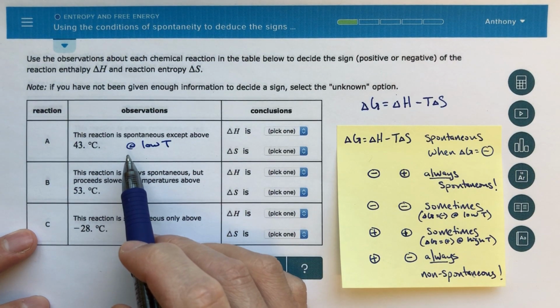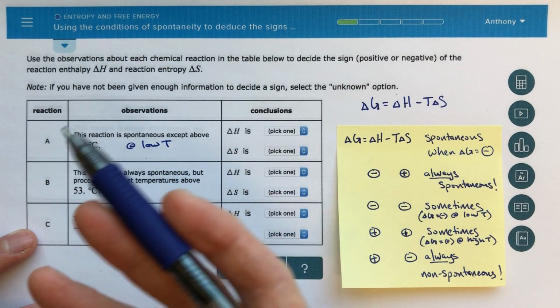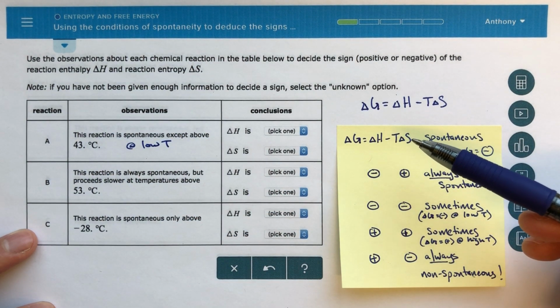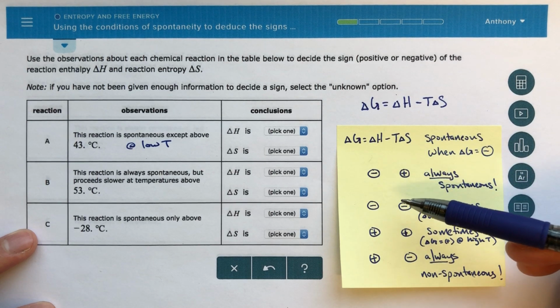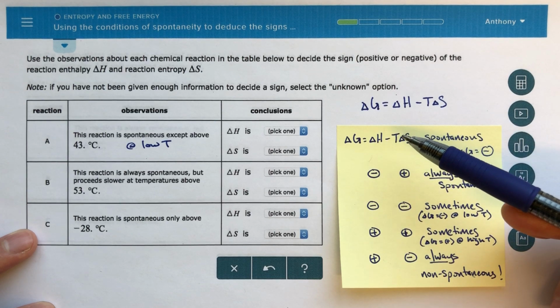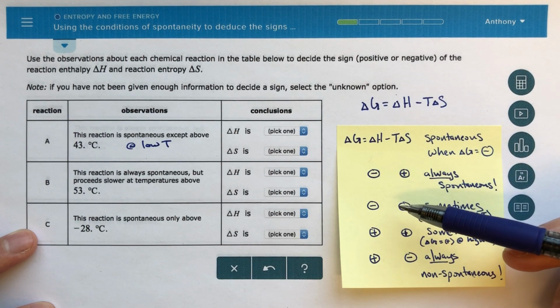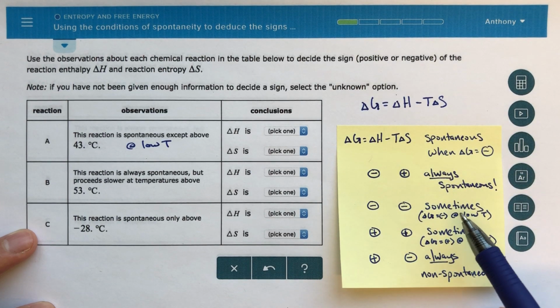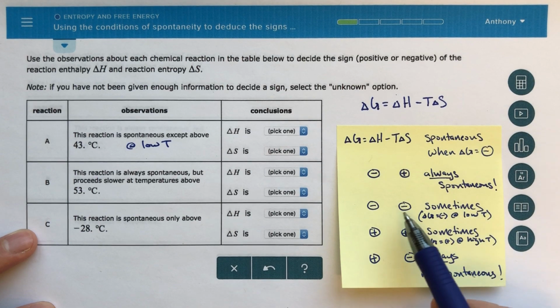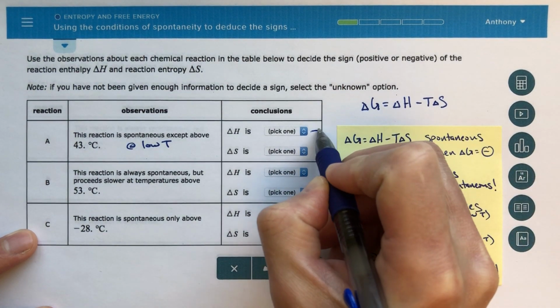As we heat this reaction up, it's going to become less and less spontaneous, which is somewhat weird. But if you think about the effect of delta S, if it is a negative change in entropy, the higher the temperature goes, the more unfavorable that's going to be, right? So if the reaction has a negative delta S, then it's going to be sometimes spontaneous, and delta G will be negative at low temperature. So this is what we're looking for, this first one, negative.